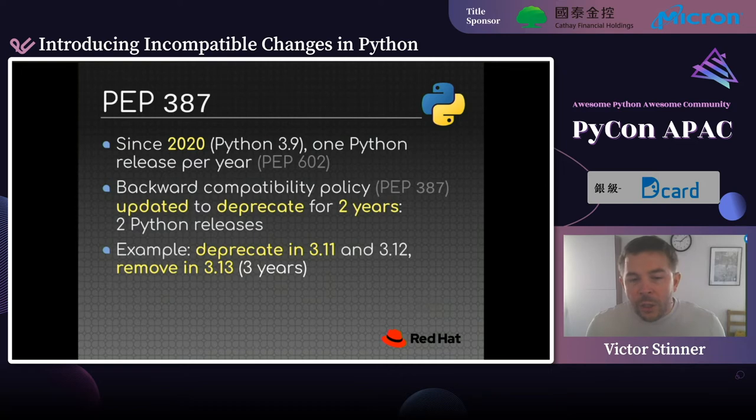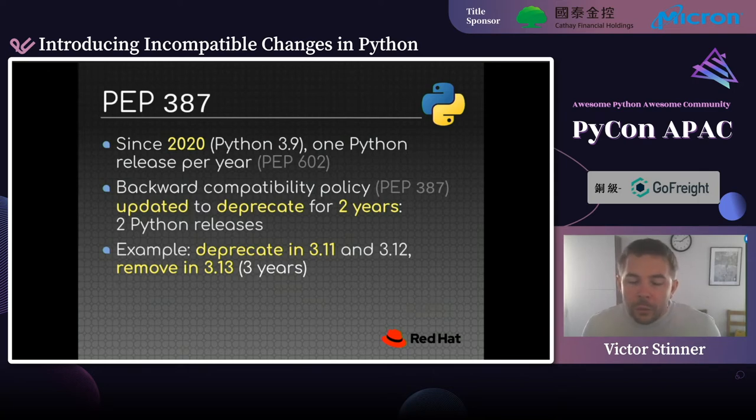Another thing that changed 2 years ago is that instead of having one year and a half to release a new version of Python, it was decided to make the release cycle shorter and to have one Python release per year. That's PEP 602. So since 2020, which means Python 3.9, there is one Python version per year. So we got 3.9 in 2020, 3.10 in 2021, and this year we will get 3.11 in 2022.